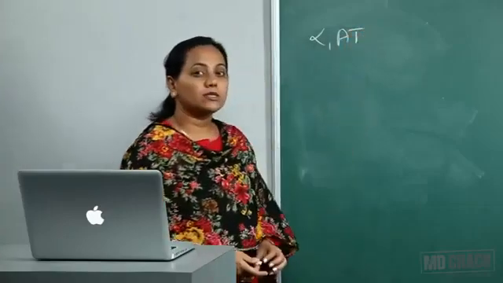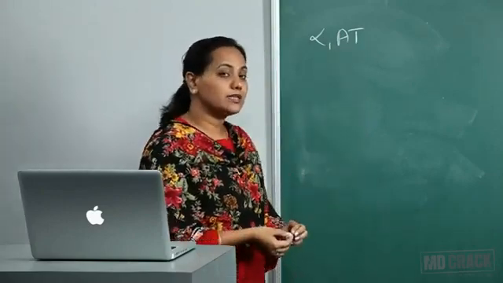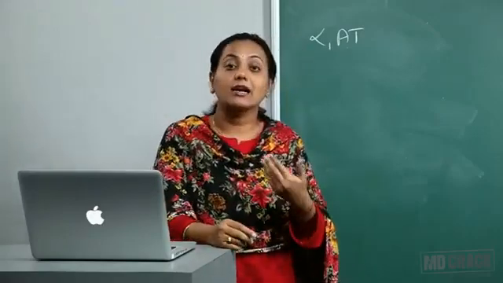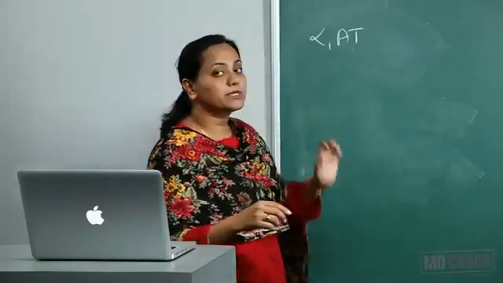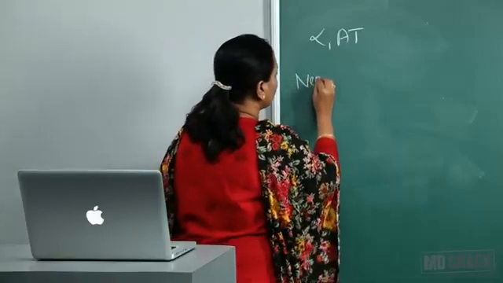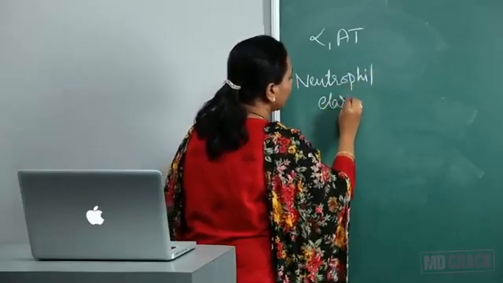Now, what is this? What does the name suggest to you? Antitrypsin means something which is against trypsin. So why do we call it antitrypsin? Where is trypsin found? Trypsin is actually found in the digestive tract. But this antitrypsin can act against many enzymes which have trypsin-like properties. Now where is it released from? Before that, let me talk about what is actually happening in the lungs. In the lungs, there are a lot of neutrophils. Whenever these neutrophils are activated or degenerate, they release an enzyme called neutrophil elastase.